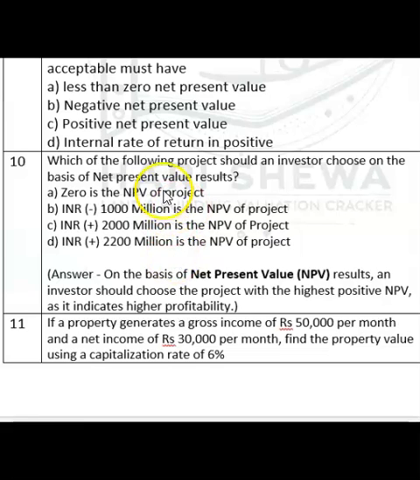So do not confuse: whichever option gives the maximum net present value, that project is to be chosen. This is a very important question that has come many times in the examination. The correct answer is INR plus 2,200 million NPV project. On the basis of net present value result, an investor should choose the project with the highest positive NPV, which indicates higher probability of benefit. So the correct answer is D.